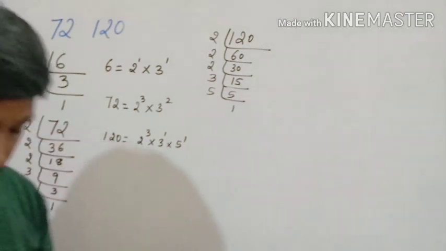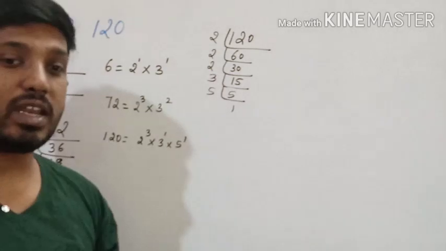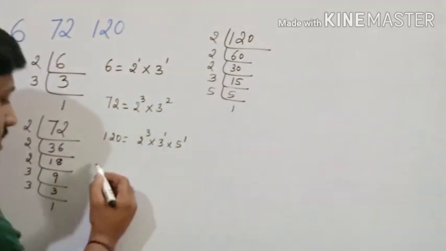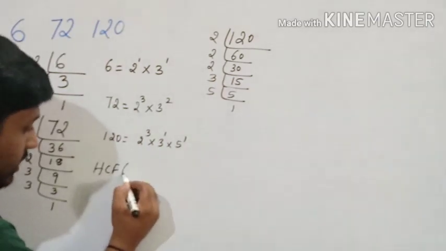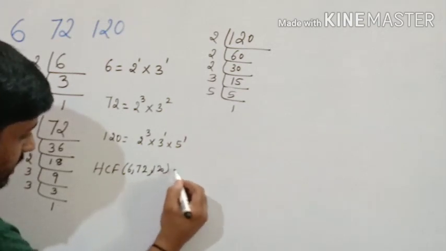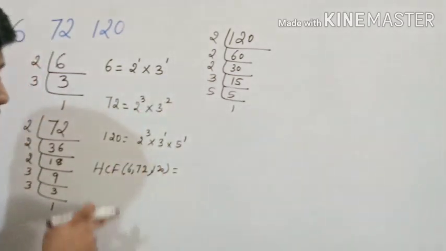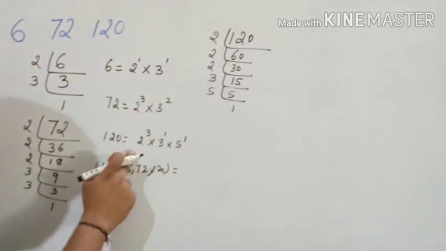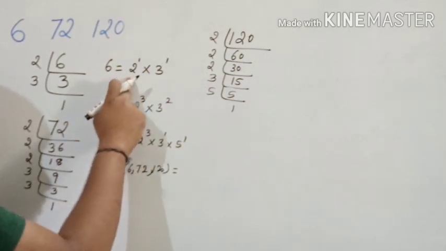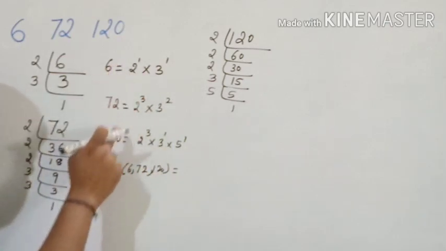Now we have taken the prime factors of all the three numbers, that is 6, 72 and 120. Now our aim is to find the HCF and LCM. Simply, HCF of these three numbers 6, 72 and 120 is just multiplying the common factors of least power. If you consider 2 is common, right? So here we have 2 cube, here also we have 2 cube, here we have 2 to the power of 1. Out of all, 2 is common for 6, 72 and 120.